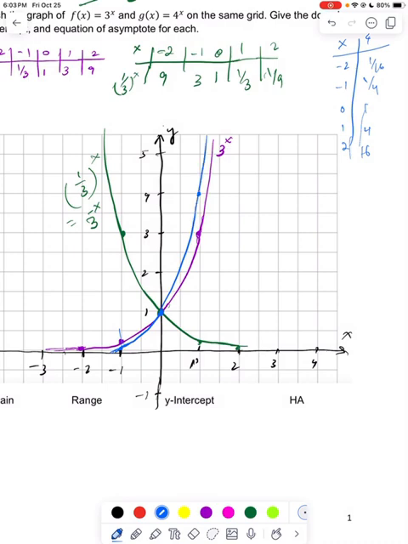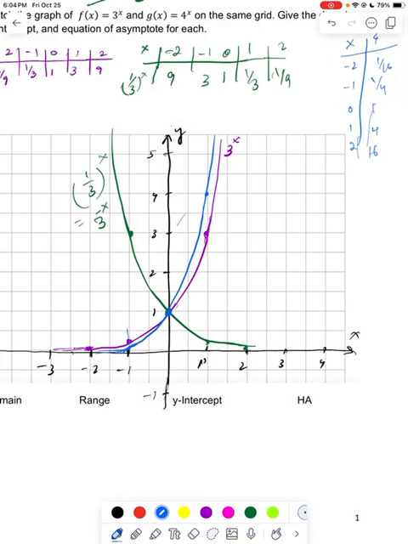So notice here the 3 to the x and 4 to the x. If you compare them, what do you notice? That towards the negative side, when x is less than 0, the graph of 3 to the x is above the graph of 4 to the x. Whereas to the right of the y-axis, when x is greater than 0, the graph of 4 to the x is higher, or above the graph of 3 to the x.